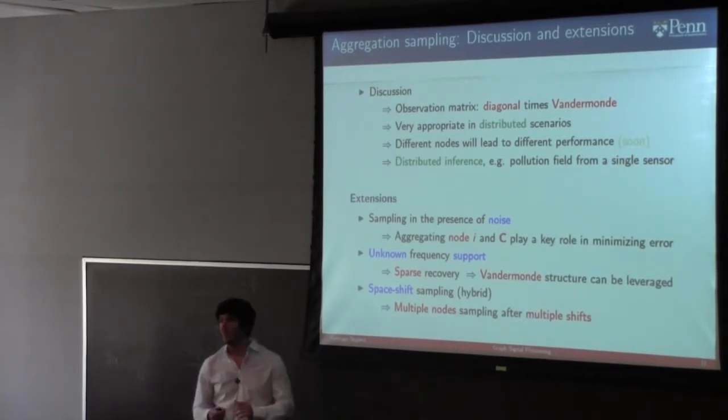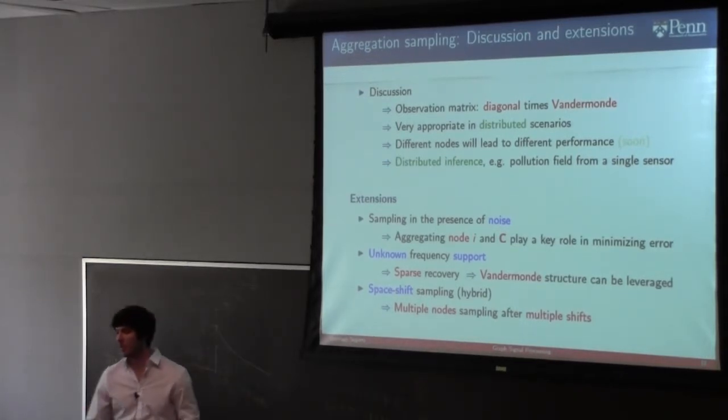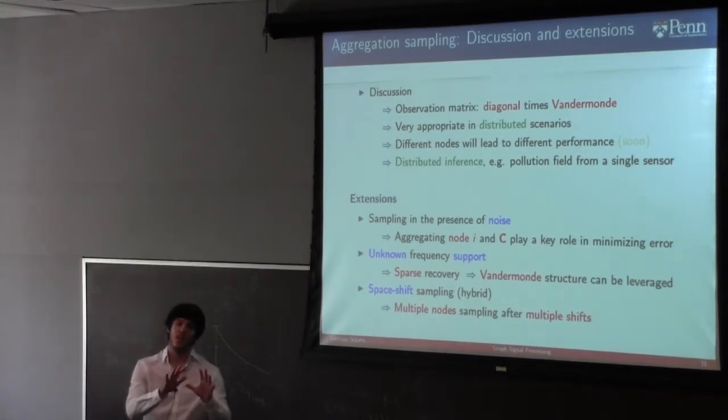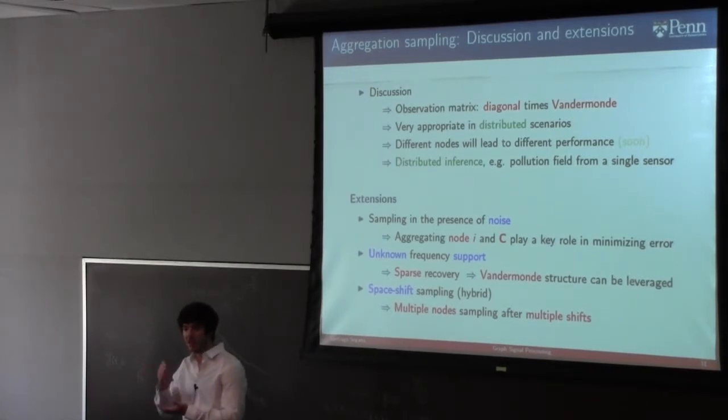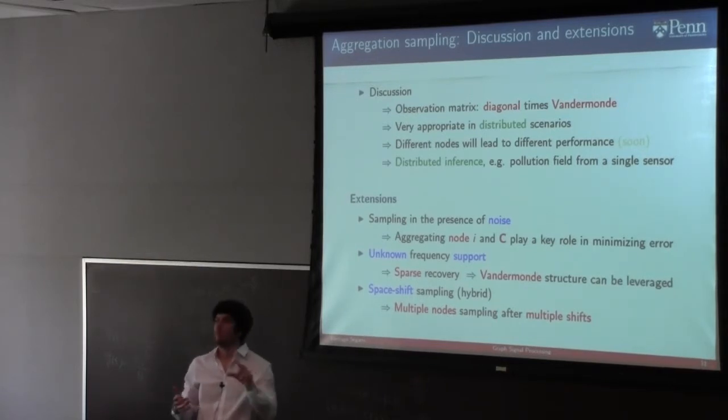And space-shift sampling is just mixing the two things, right? So here we said, okay, one way you can go is you have the graph and just pick k values. Another way you can go is you have the graph, just sit on one node and start applying shifts k times and pick those values. Of course, you can just pick three nodes and do k over three shifts in each of these three nodes, right? You get the idea? And that would be space shift.